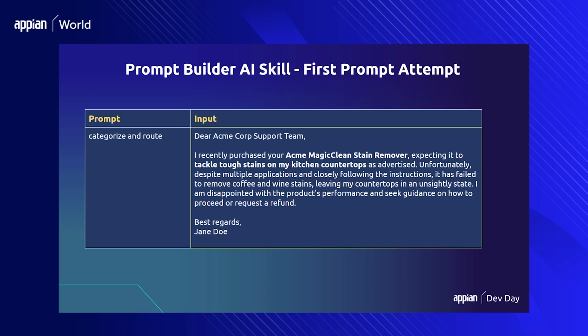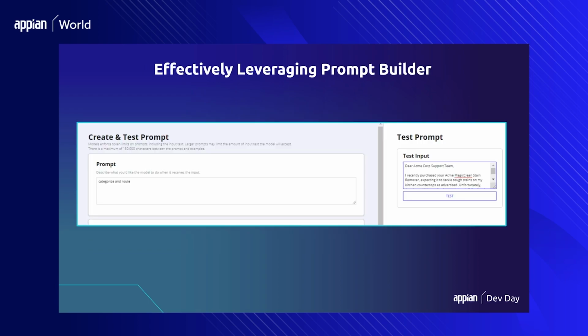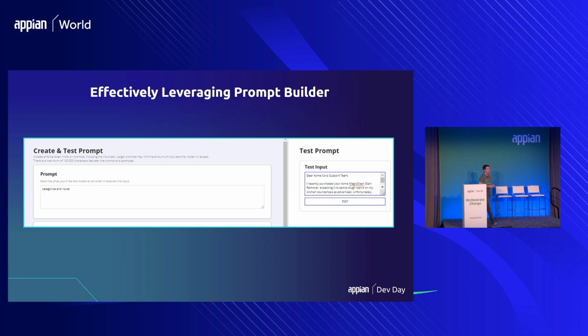So, here's my example. I have this email that came in, and I want Prompt Builder to categorize and route it. That's going to be my prompt. Probably not going to be the most effective thing, but we'll learn how to improve this. So what we can do is put that in the prompt: categorize and route. We can put in the test input, which would be the email coming in, and we can just see how it does. And I'd encourage you to experiment, right? So work to get this enabled in your environment so you can experiment and learn what makes a good prompt and what makes a bad prompt. I mean, that's how I learned.